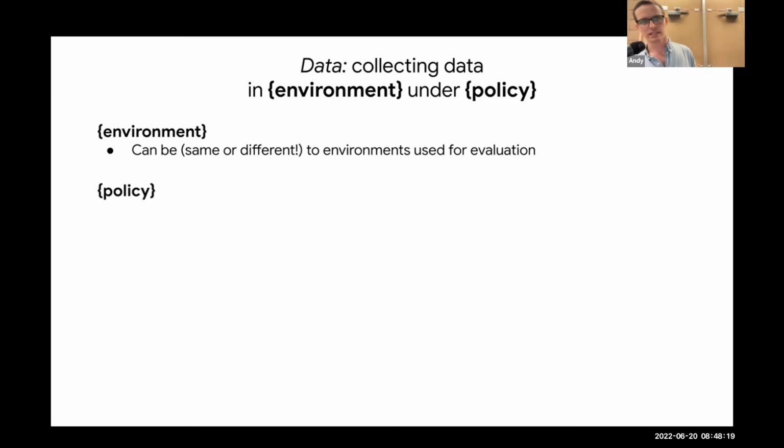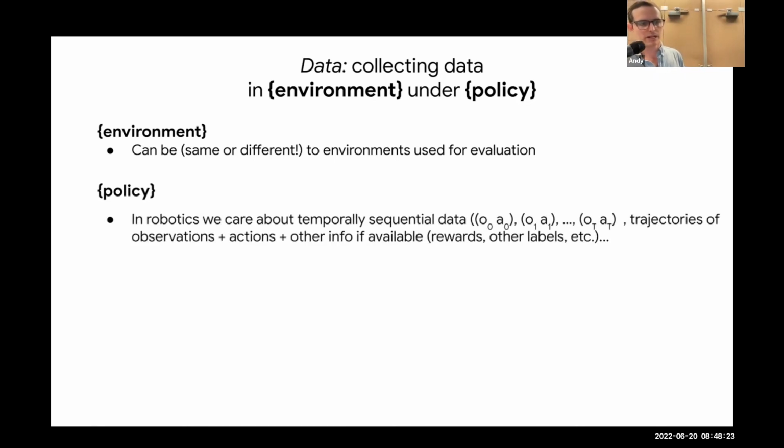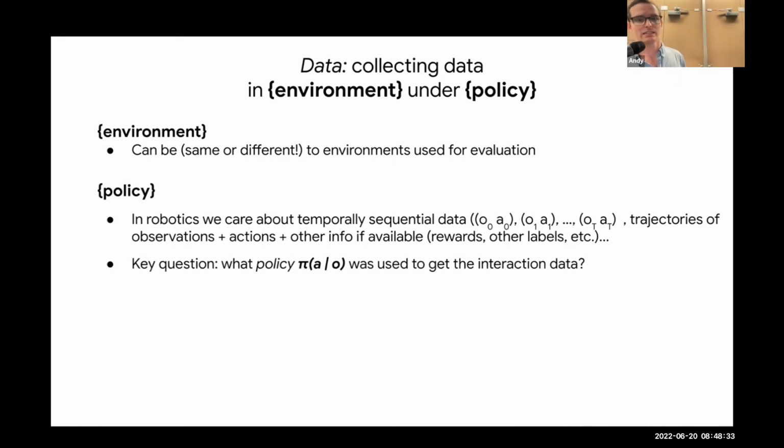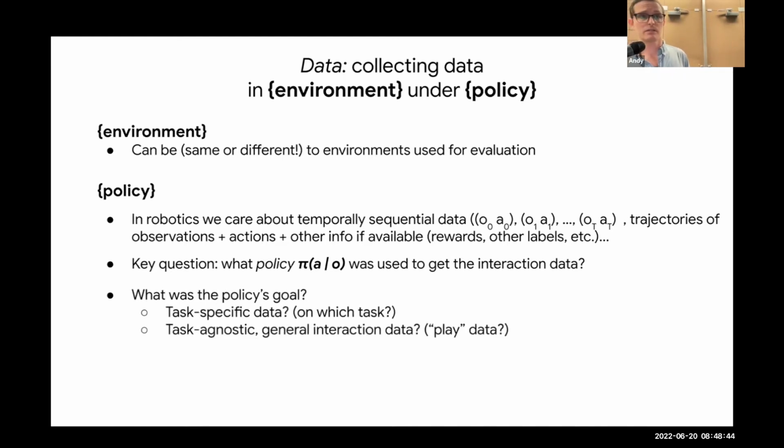But with the policy, I think this is, again, quite interesting in particular to robotics. So in robotics, we care about temporally sequential data. So, you know, trajectories of observations and actions, maybe other things too. But the key question always was, what was the policy that was used to get those temporally sequential trajectories of observations and actions? That's the key question. What was the policy's goal? So maybe you have task-specific data, but also another very interesting direction to look at is task-agnostic data.